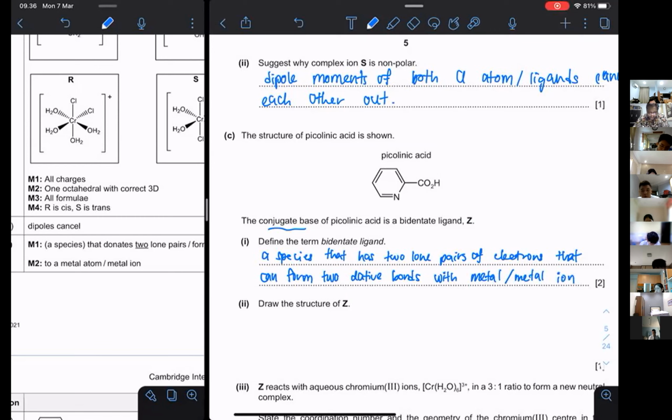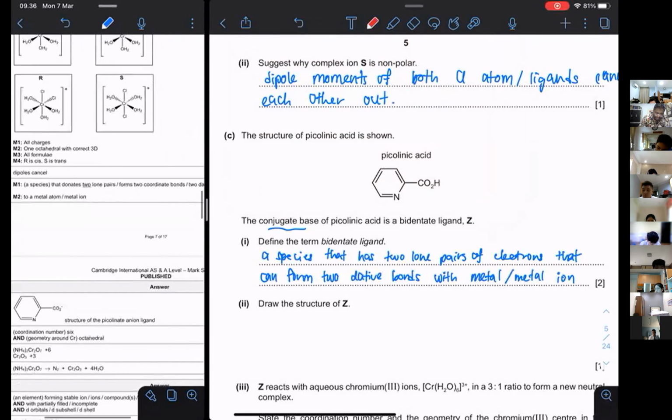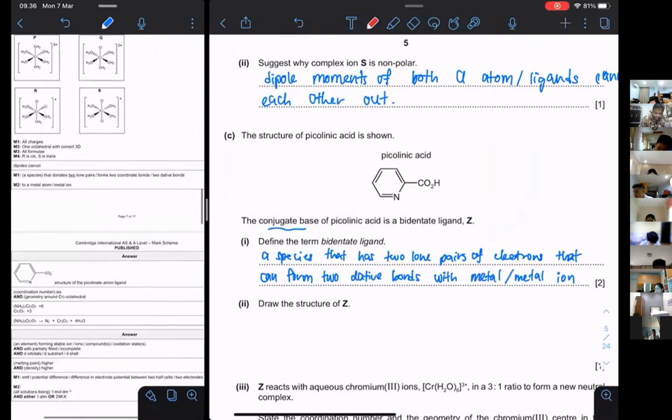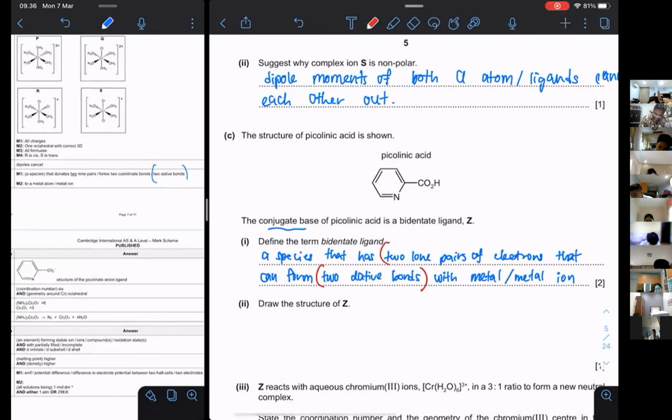You can see the marking key will be almost the same as well. It can donate two lone pairs or form two coordinate bonds or two dative bonds. So I'm using two dative bonds, two lone pairs, and then metal atom or metal ion. So maybe I need to include metal atom. That is how you get the 2 marks.